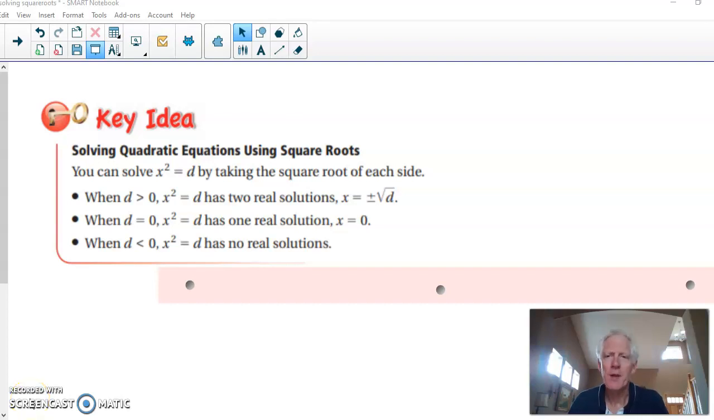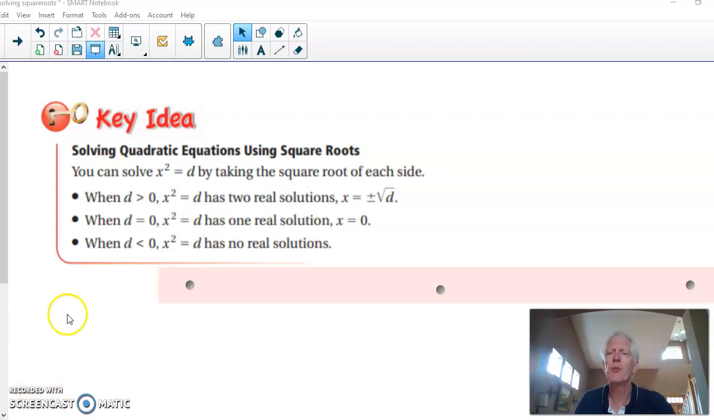All right, happy Monday. It's May 11th, the week of May 11th. We are continuing to solve quadratic equations by finding the zeros. They're also called the roots, which coincidentally this week we are going to be solving by finding the zeros using square roots.